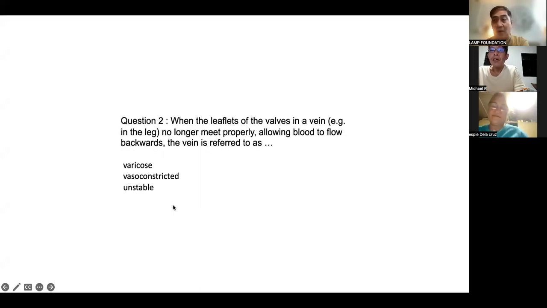When the leaflets of the valves in a vein, for example, in the leg, no longer meet properly, allowing blood to flow backwards, the vein is referred to as? Varicose. Okay. Bakit hindi... Ano ba to? Bakit hindi nagba-backward flow ang vein? Yung dugo sa vein? Di ba pataasan siya ng pataas? What makes it like... Yun, ganun.